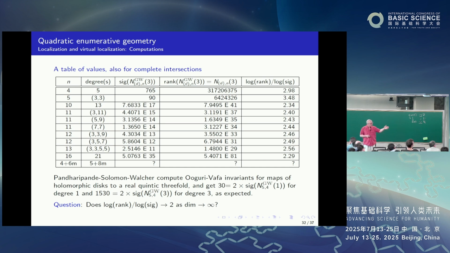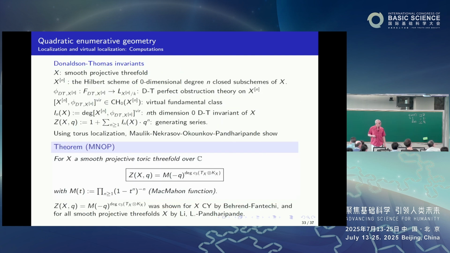And yes, we also get results for complete intersections of certain degree. And again, torus localization gives you an algorithm. It doesn't give you a formula, so we can't really write down the complete answer as a formula, but we suspect that you also have this ratio of the logs tends to 2. Let me conclude. I think I have another minute and 21 seconds.